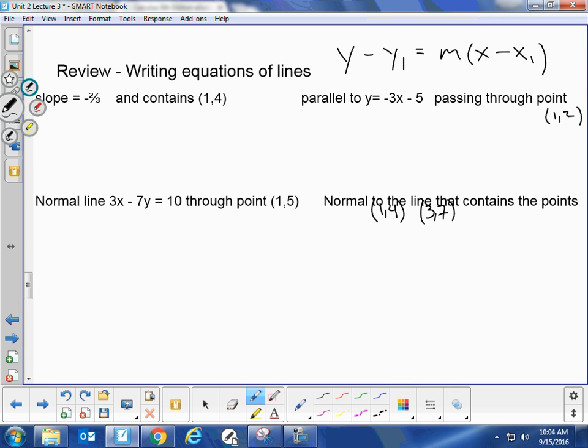Now you're going to be very excited with what I'm about to tell you. If you are asked to write an equation of a line, let's say a line that has a slope of negative 2/3 that contains a point (1,4). You just need to plug in your point and your slope into point-slope form, and you're done. That's it. You do not have to solve for y. You do not have to distribute the negative 2/3. You do not have to find a common denominator.